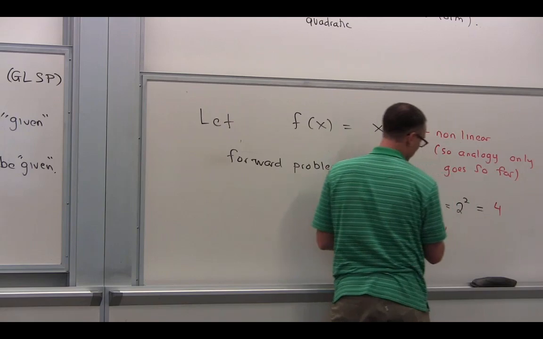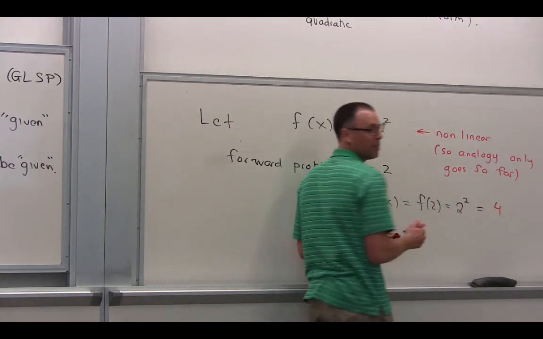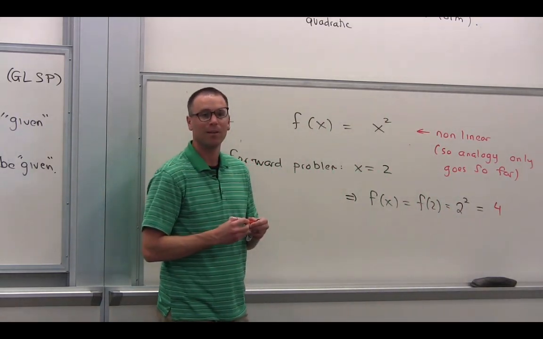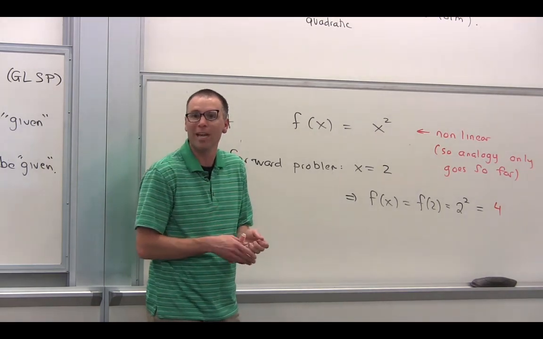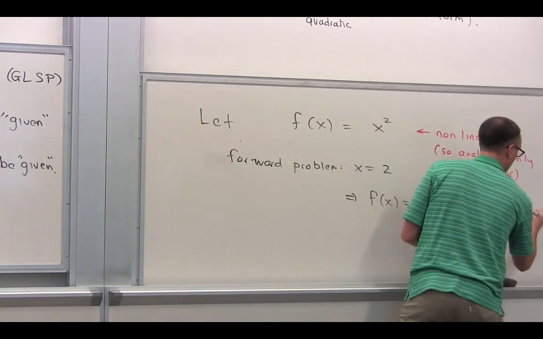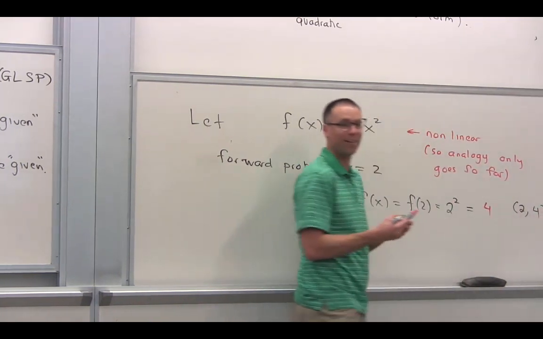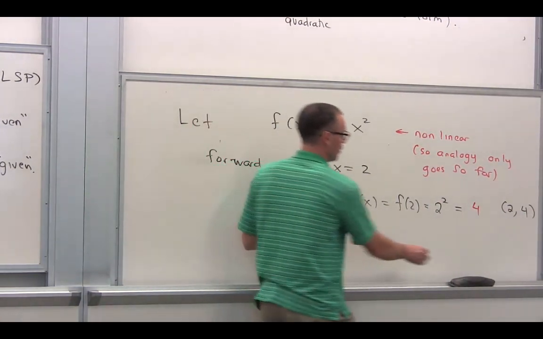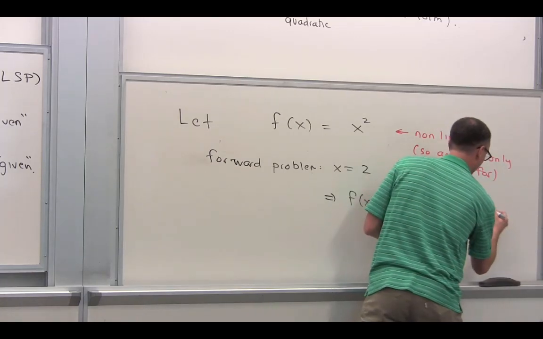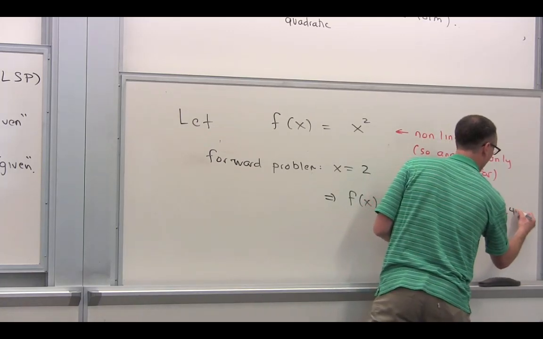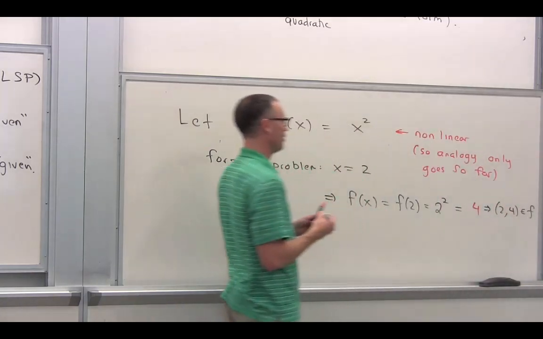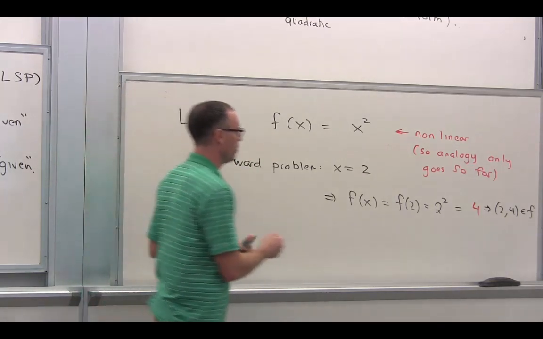The moment I know that there exists a 2 in the domain, what do you immediately say about that thing? It's in the range. It must be in the range because the ordered pair, what's the ordered pair there? 2, 4, right? That's in my function. So the way that I would write this in set theory, I would say (2, 4) is an element of my function. Okay, so that's the forward problem.